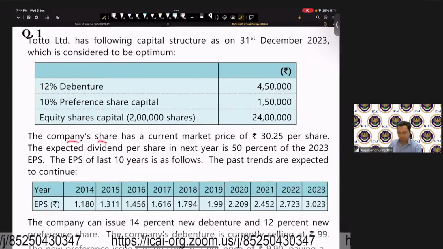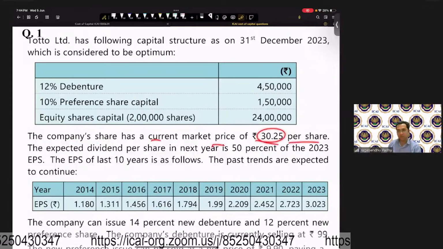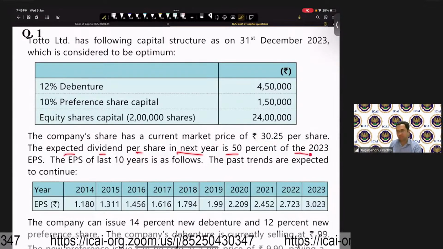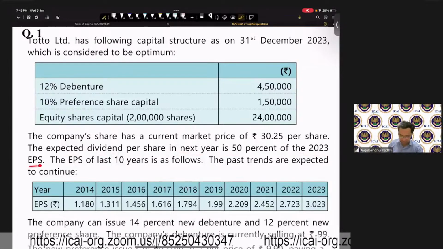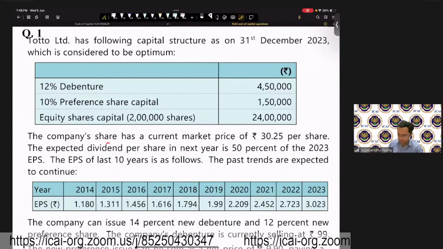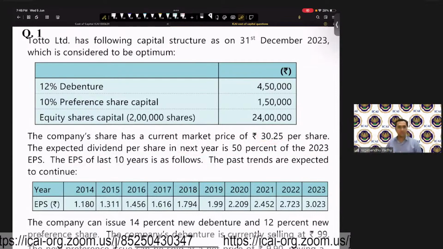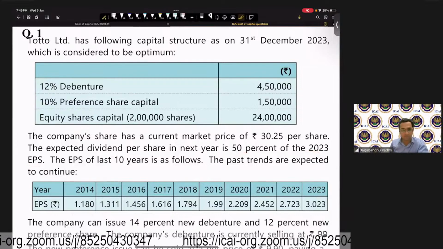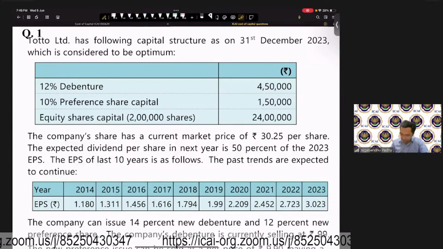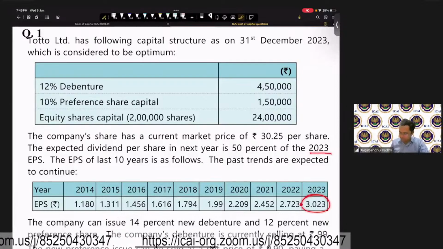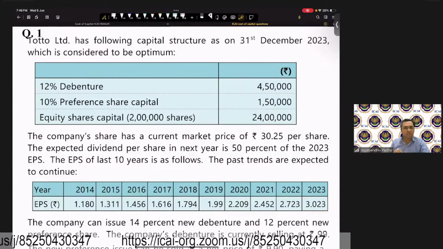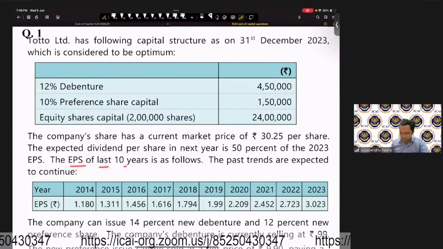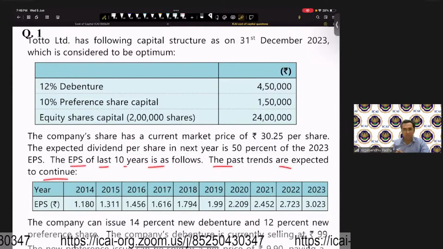The company's share has a current market price of 30.25 per share. Expected dividend per share in next year is 50% of 2023 EPS. Okay, so 2023 EPS is 3.023. 50% of that is going to be the dividend for the next year. EPS of the last 10 years is as follows. The past trends are expected to continue.